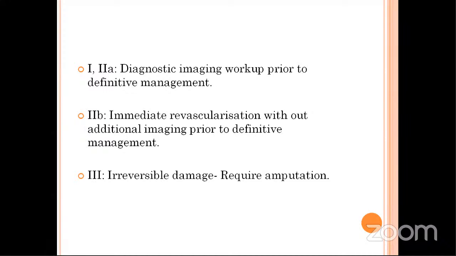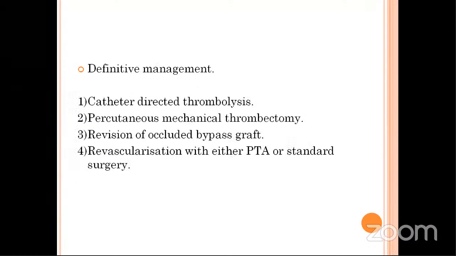So in detail, category 1 and 2A will need diagnostic imaging workup prior to the definitive management, whereas category 2B needs immediate revascularization without additional imaging once diagnosed. Category 3 is irreversible damage and it will require amputation. For definitive management, it can be done with catheter-directed thrombolysis or percutaneous mechanical thrombectomy. If there is any occluded bypass graft which caused the embolization, it can be revised to correct the occlusion, and revascularization can be done with either PTA or standard surgery.